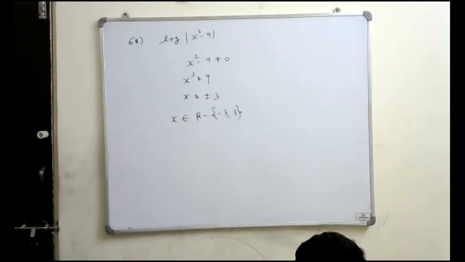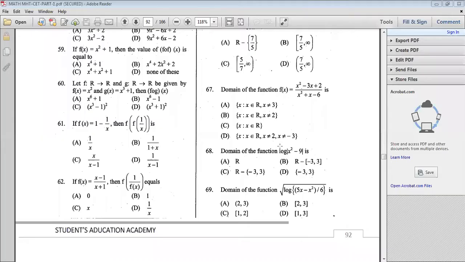Okay. Next, look at the next problem. Observe this. What is the domain of under root log of (5x minus x square) upon 6? Problem 69. You have to find the domain of this, where the options are given.